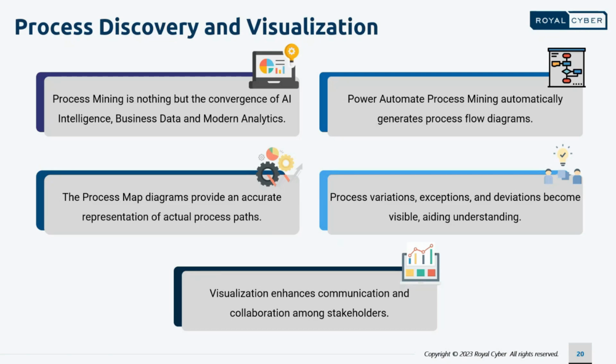And this shows you the process paths, how the processes are executed and what paths they followed. It also shows the exceptions, variations, and deviations in the process. It makes you understand the problems in the process, helps you identify the opportunities to improve, and also helps to communicate with business people and stakeholders. The visualization and process flow diagrams always help in communication with every stakeholder.